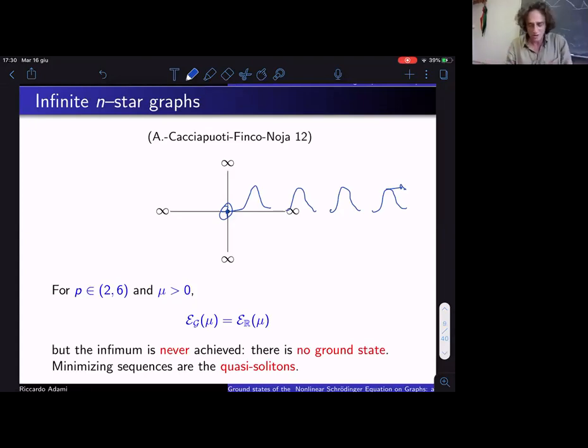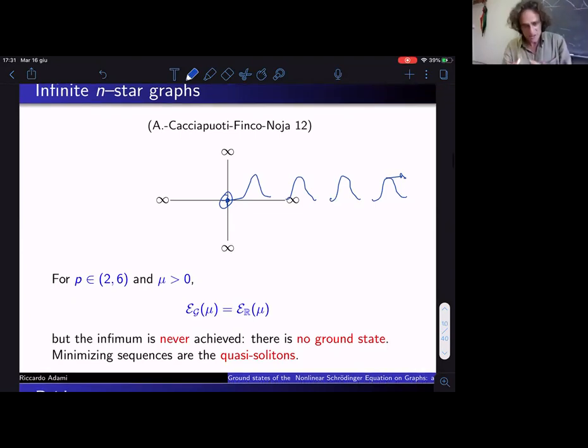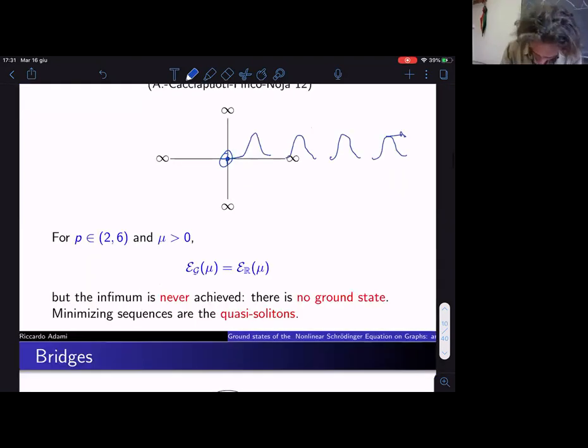a discussion on whether it is possible that the only graphs that admit ground states are a line and a half line. At that time, we were not able to say either yes or no. Now we know that it is not true. There are many graphs that can have a ground state, but first we had to understand something.